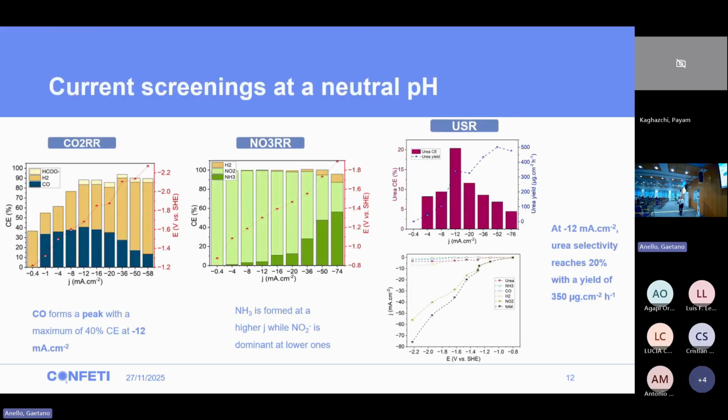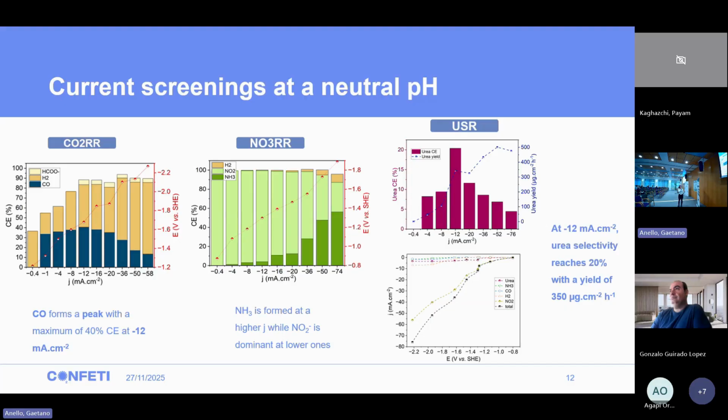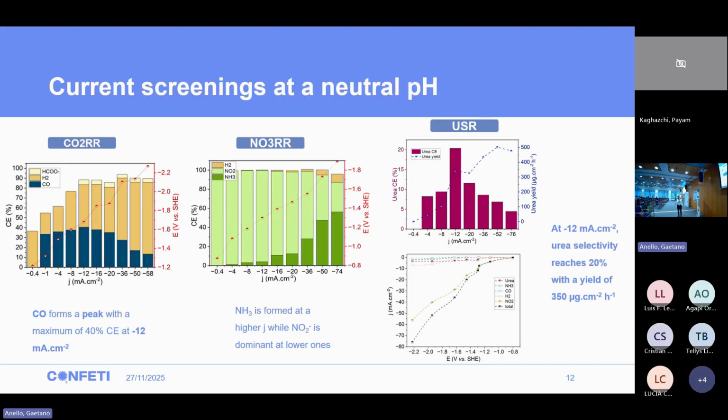So starting off, we tried the neutral pH first. For the first set of reactions, which is the CO2 reduction reaction, we screened the current density between -4 and -58, and we noticed that the peak for CO forms around -12 milliamps per centimeter squared, and it reached around 40%. For nitrate, nitrite was the main product at lower current densities, while ammonia was only formed at the higher ones.